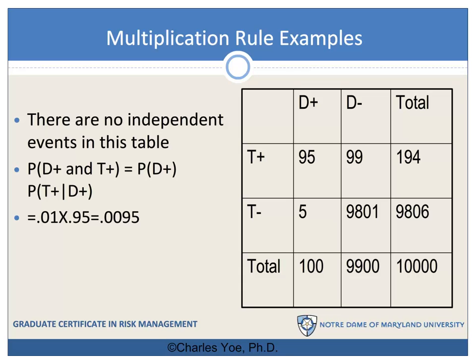When we multiply them both together, we obtain the product 0.0095. That is the probability that a person will have the disease and test positive, both things occurring at once.